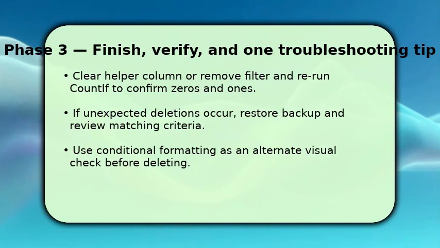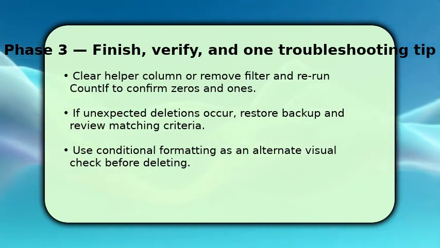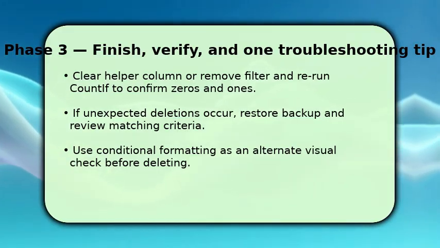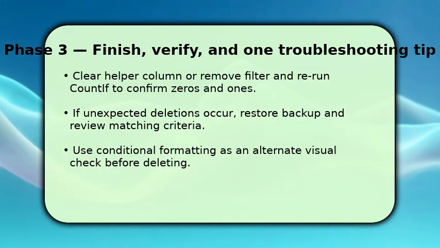To finish, remove filters and rerun your helper count to confirm every remaining cell shows 1 or 0, and then delete the helper column. This verifies the process worked and prevents accidental loss.